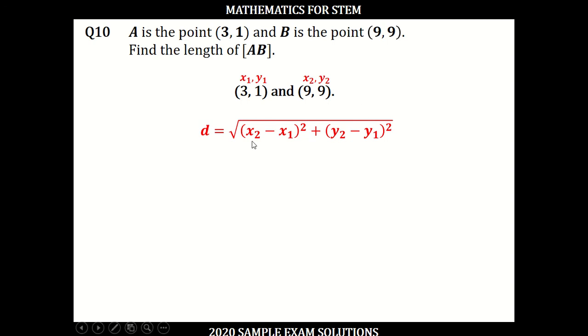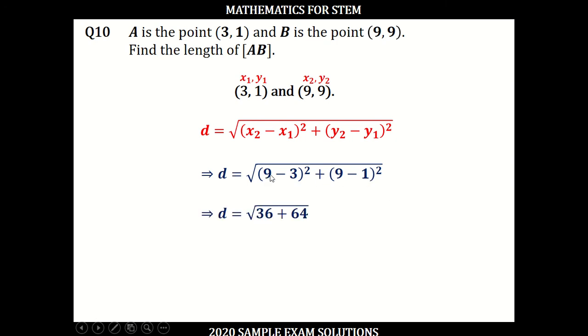So the x2 value is 9 minus the x1 value is 3, and that's all to be squared, plus the y2 value is 9 minus the y1 value is 1, and then that's all to be squared. So 9 take away 3 is 6, so that's going to be 6 squared plus 9 take away 1 is 8 squared. Now 6 squared is 36, 8 squared is 64. So d is the square root of 100, which is just 10. So that means that the length of the line segment AB is just 10.